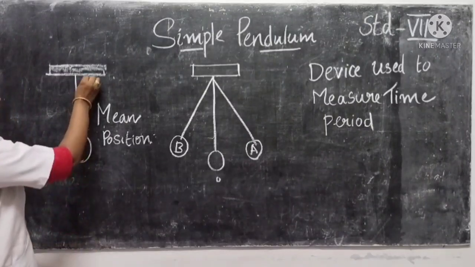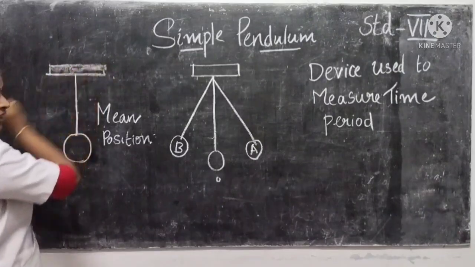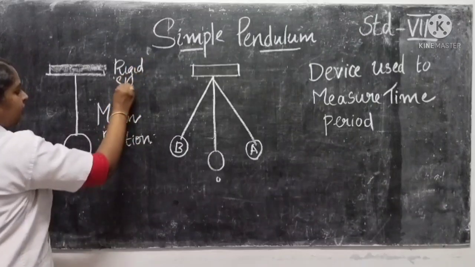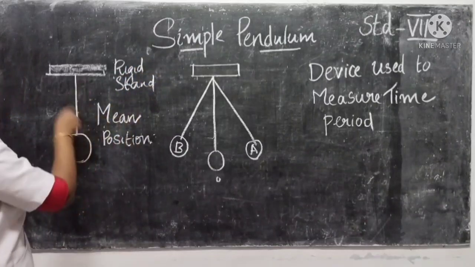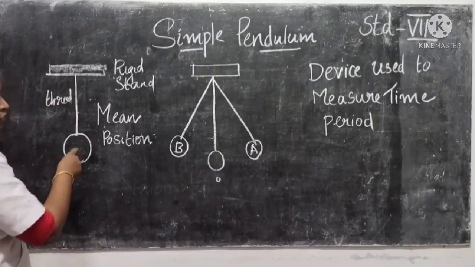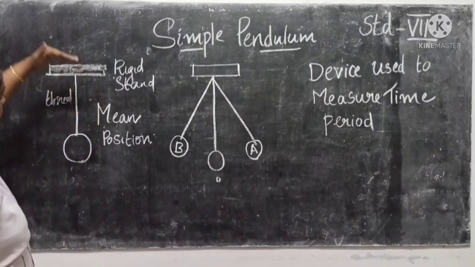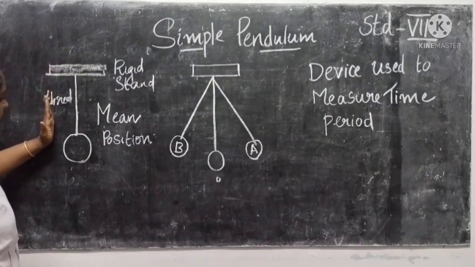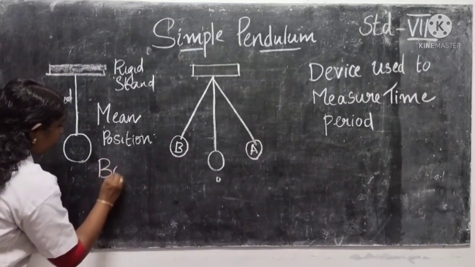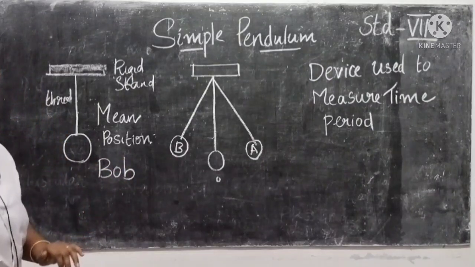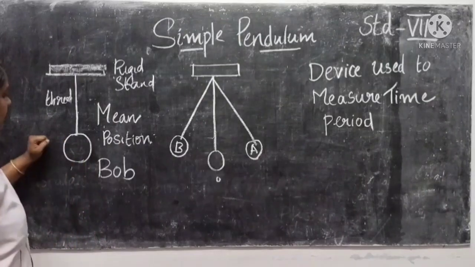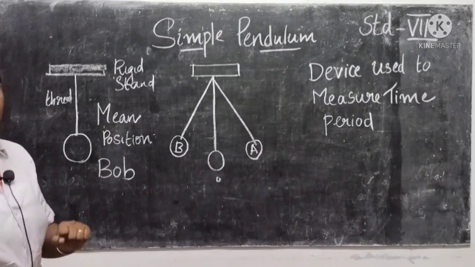A simple pendulum consists of a rigid stand. This is the rigid stand. It also has a thread and a metallic ball. The metallic ball is known as the bob of the pendulum.